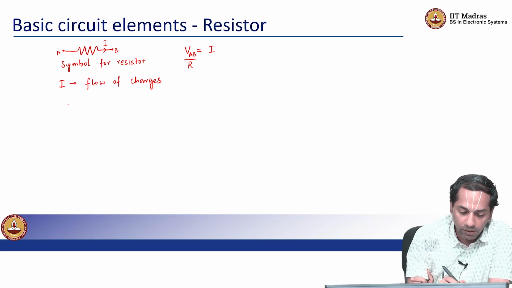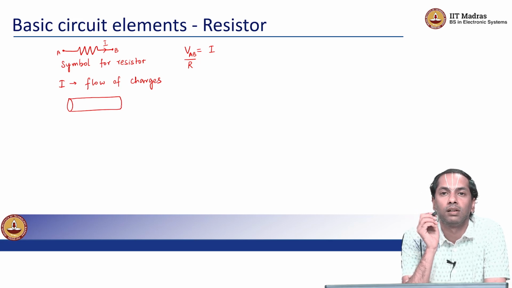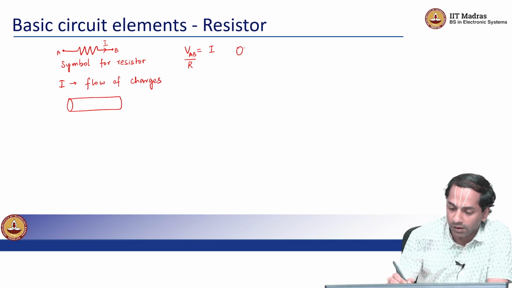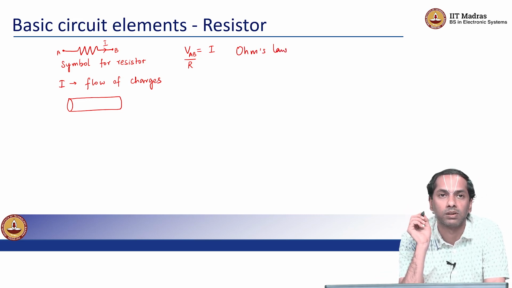So, if we were to take in reality a piece of say metal, a cylindrical piece of metal, and we apply a certain voltage across it, right. We assume that the conductivity of this wire is not infinite and that there is some finite resistance to the flow of charges. We want to establish this relationship, which is known as Ohm's law, right, from some first principles, right.